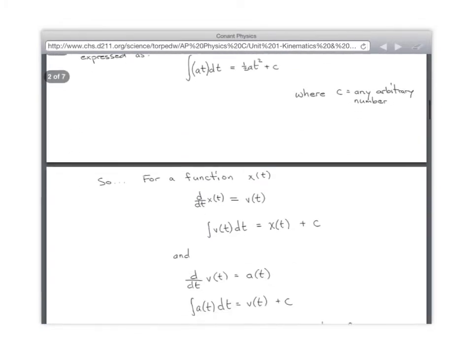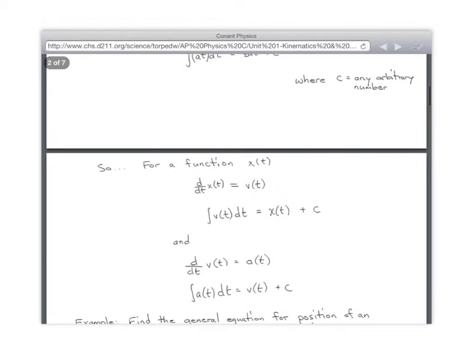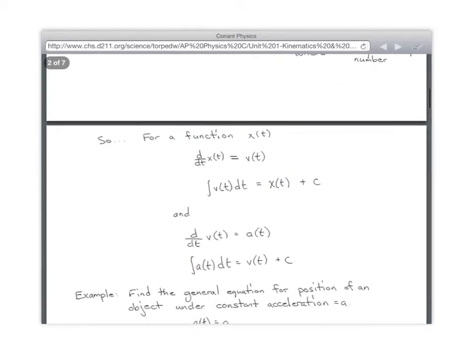All right, back to this idea. This is all pretty much review for you guys. If you have a function x, its derivative is velocity, right? What is the integral of velocity? Position plus a constant. Right. And likewise with velocity and acceleration. If the derivative of velocity is acceleration, then the integral of acceleration is velocity plus c. All right, fine. Moving on.